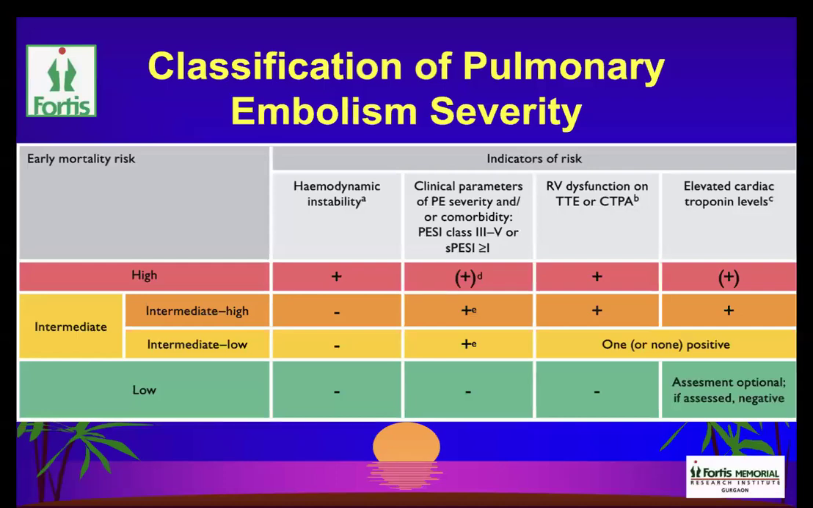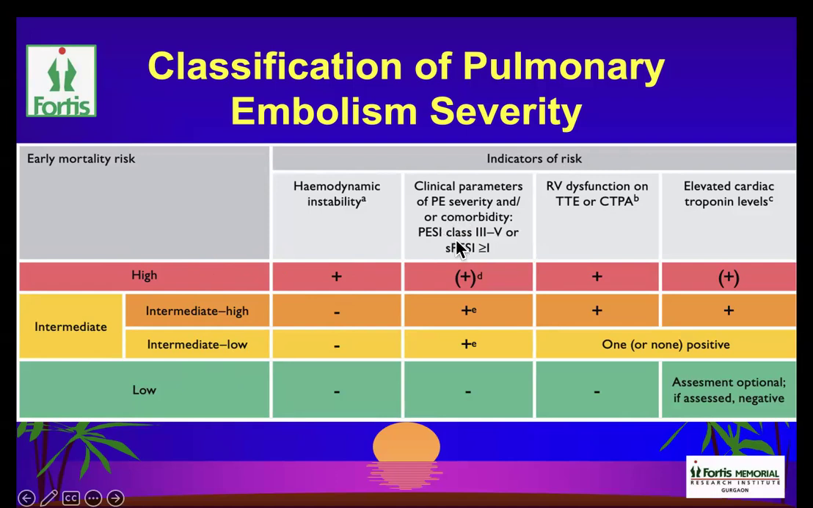Accordingly, pulmonary embolism is classified by its risk severity into high risk, intermediate risk, and low risk. And intermediate risk is further classified into intermediate-high and intermediate-low. These are the clinical indicators of risk stratification. What you see in the red line is somebody presenting with hemodynamic instability, straight away classified as high-risk pulmonary embolism. These patients are at very high risk of mortality. That's why they're classified as high risk.